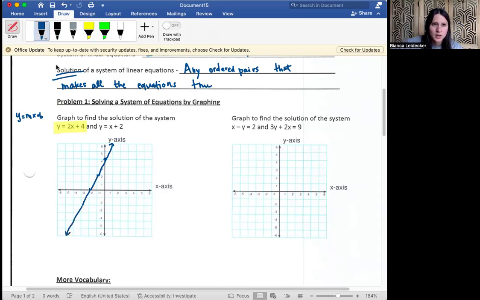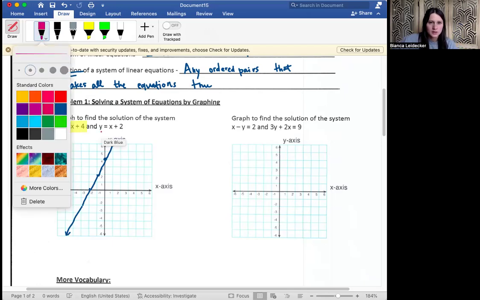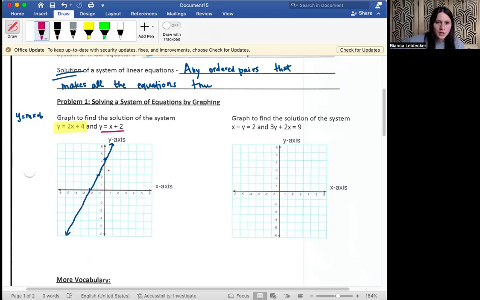I'm going to use a different color for my second line. This one is intercepting at positive 2 with a slope of 1 over 1, right? Because there's an invisible 1 in front of the x, so the slope is 1 over 1. So I'm going to plot some points here and draw my line. When I'm looking at this visual, there's only one point at which the two lines intersect. It's right here. You can see that very clearly. They cross over at the location of -2, 0.